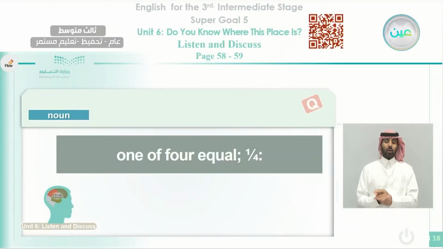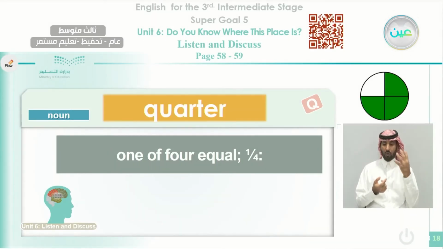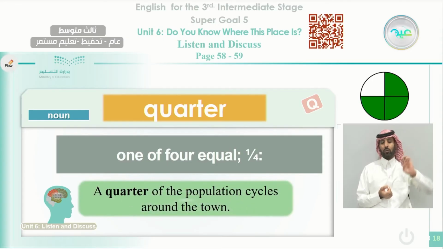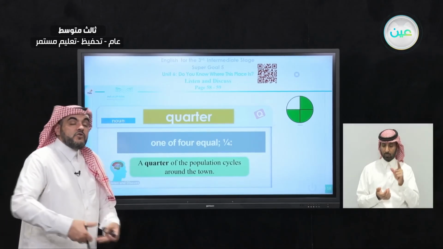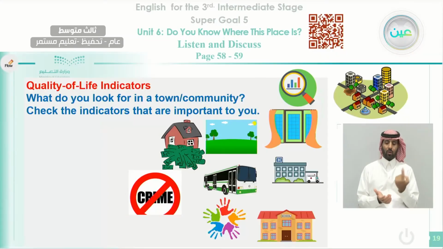One of four equal parts. What do you call it? One of four, that is the quarter. The quarter is one of four. That means half of the half. Here, a quarter of the population cycles around the town. That means that they ride their bicycles or their bikes and roam around the town.